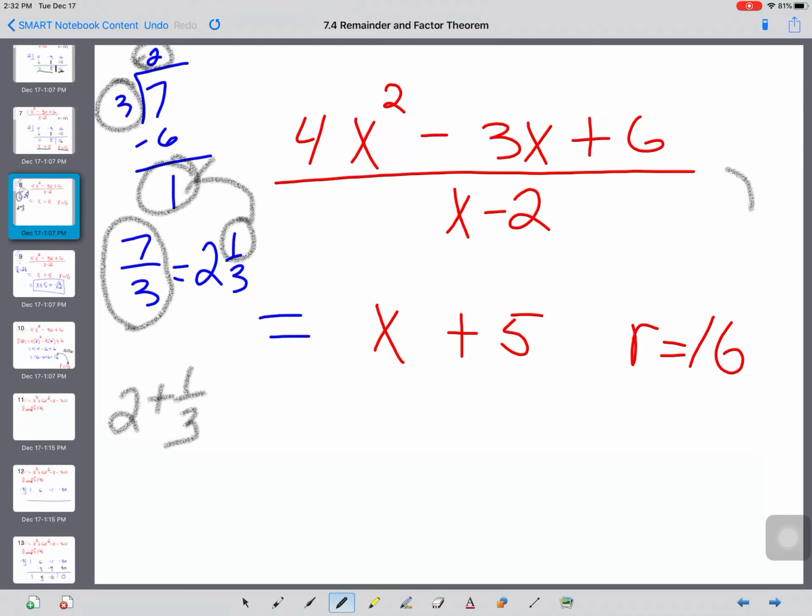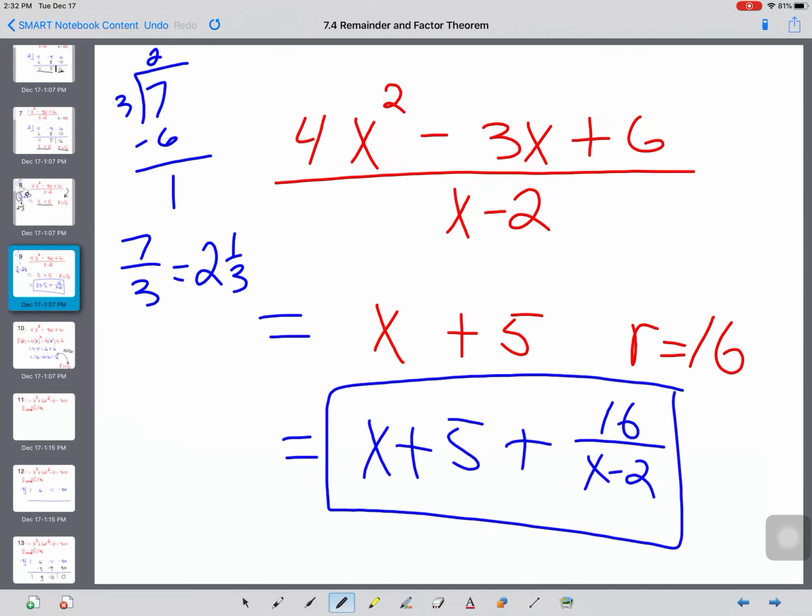So I'm going to do the same thing here. I'm going to take the quotient, and then I'm going to take the remainder over the divisor and add it on to the end. So what I get then is this answer for this division problem: x plus 5 plus 16 over x minus 2.